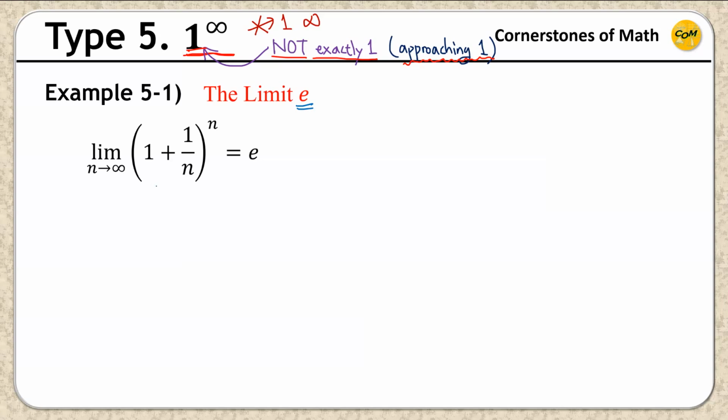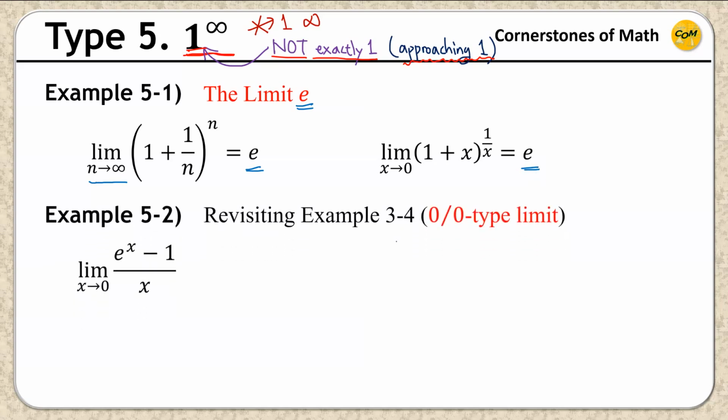The limit of 1 plus 1 over n to the power of n as n goes to infinity gives the value e. It is also known that the limit of 1 plus x to the power of 1 over x as x approaches 0 also gives the constant e.